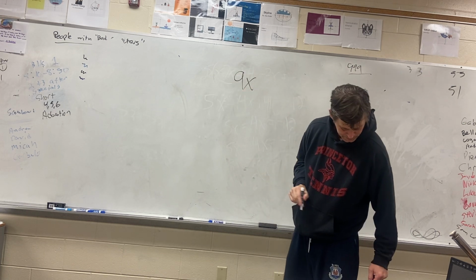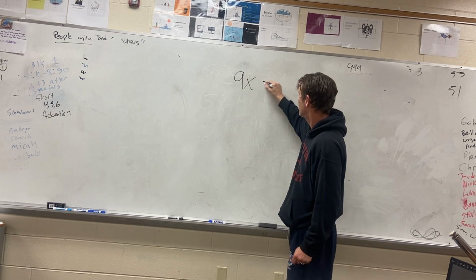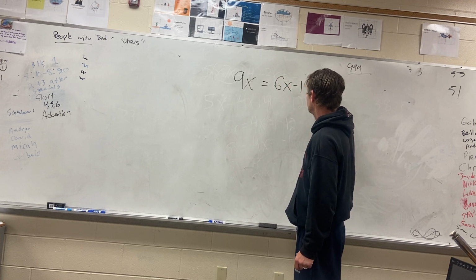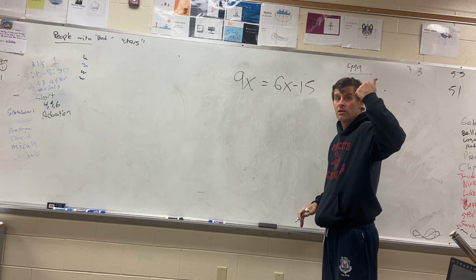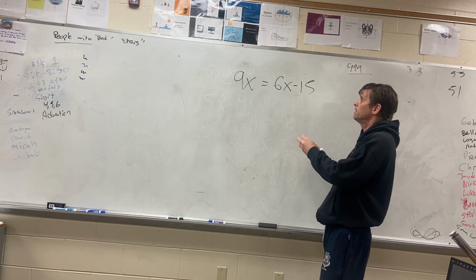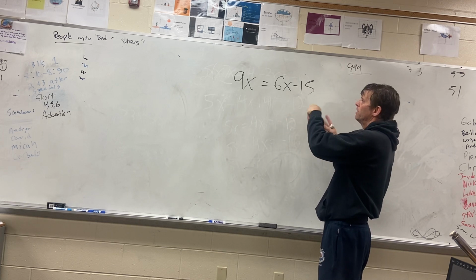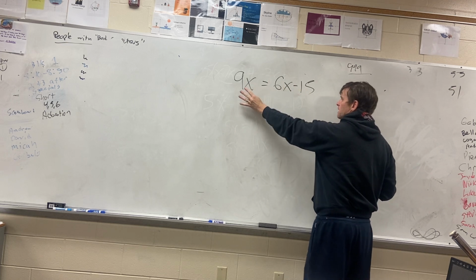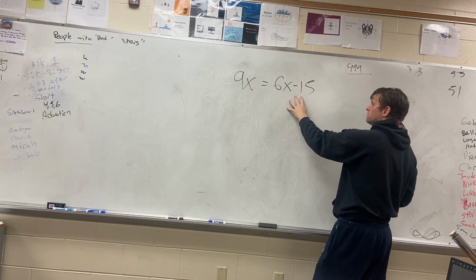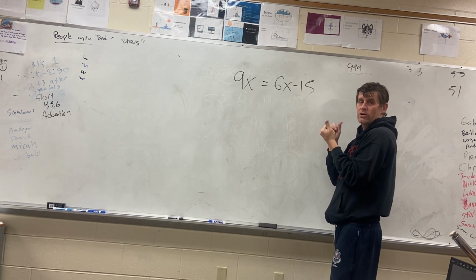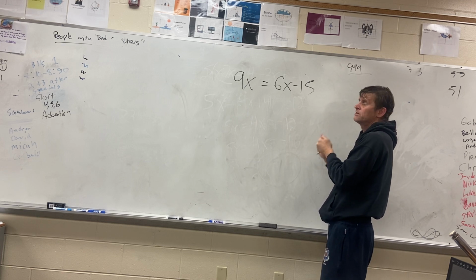9x equals 6x minus 15. Another really important step in these: once you have simplified each side, this is as simple as it can be, so is this. Then you try to get all your x's on one side.